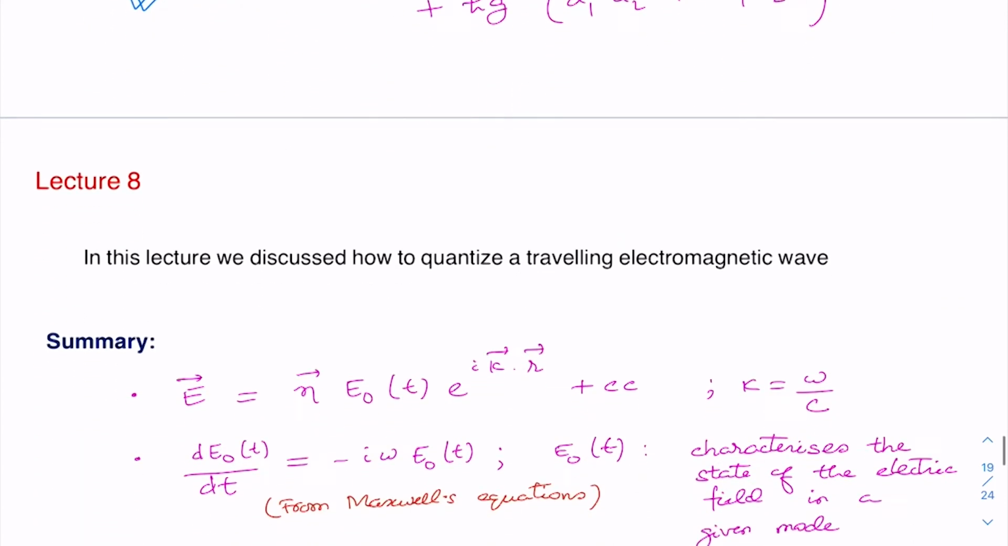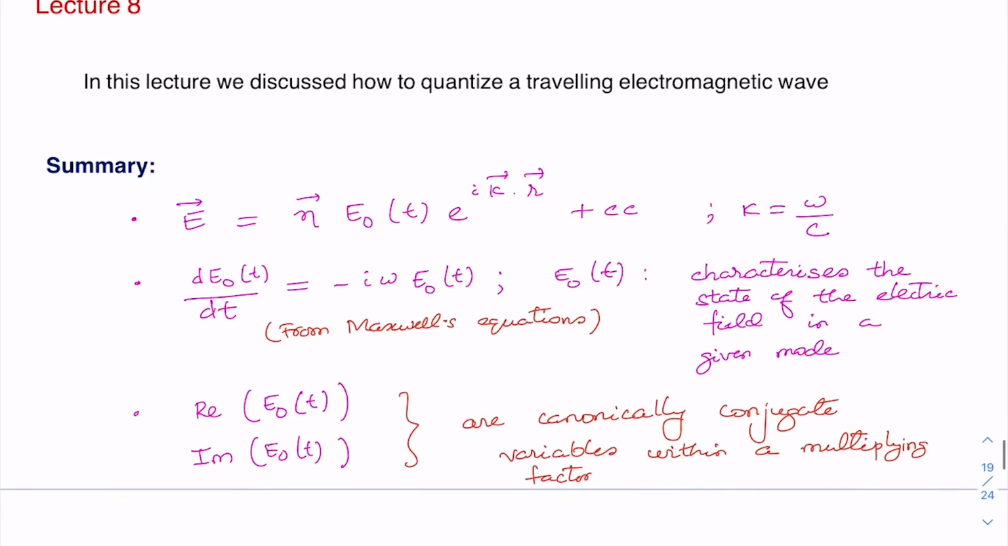Then we went on to discuss how to quantize a traveling electromagnetic wave. The idea was again to find the canonically conjugate variables. We started with this traveling wave electric field, and using the Maxwell equations we worked out this equation, where E0 characterizes the state of the electric field in a given mode.